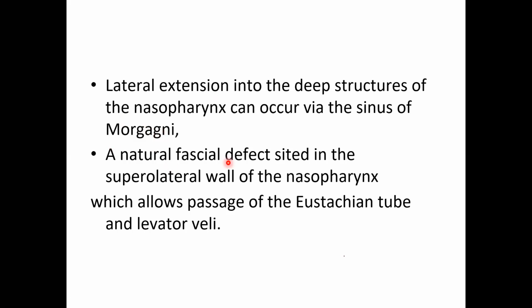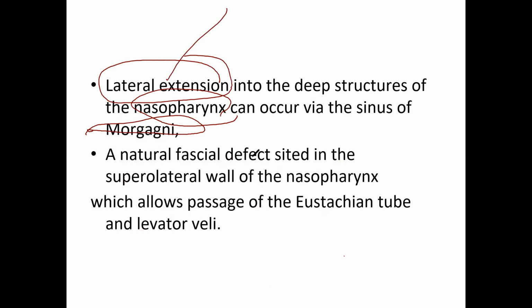It is a natural fascial defect situated in the superolateral wall of the nasopharynx, which allows the passage of the eustachian tube and levator veli palatini. The sinus of Morgagni is very important as far as the nasopharynx is concerned. It helps in the lateral extension of the tumor. It can be called a fascial defect in the superolateral wall of the nasopharynx.